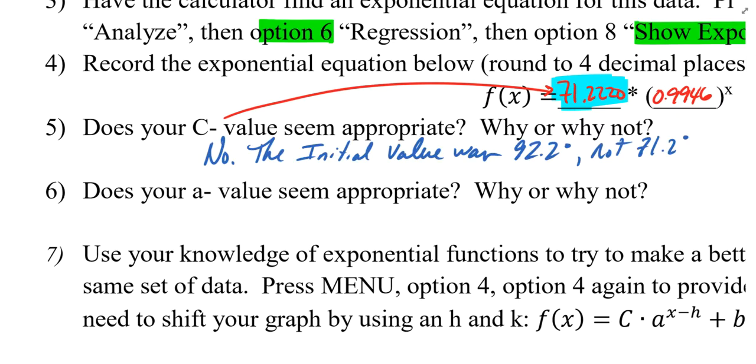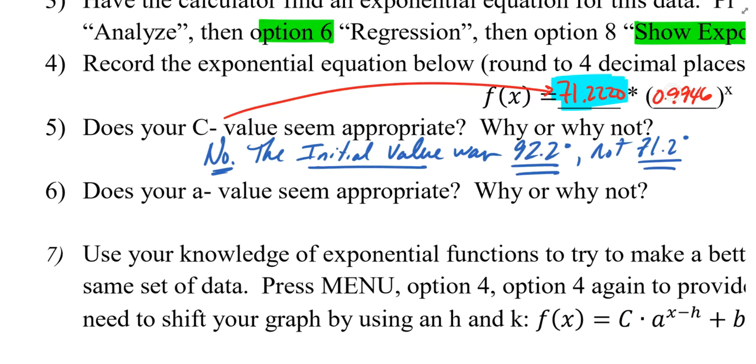Well, I would say no, this doesn't seem appropriate because the initial value, the starting point of this graph, was 92.2, not 71.2. And as we've discussed so far in this unit, the c value should be your initial value, the temperature in this case at time 0. Where was the temperature at time 0? Well, it wasn't at 71, it was up at 92, so I don't think that c value is appropriate.